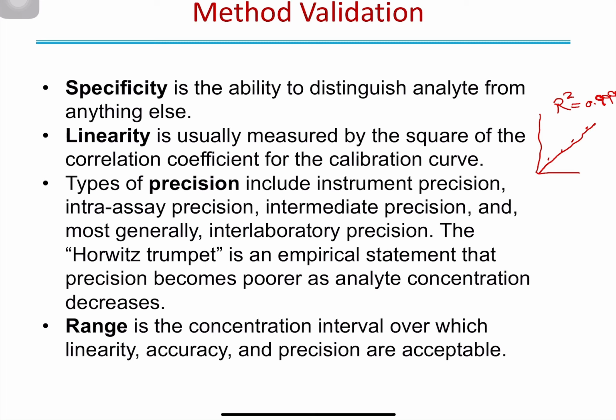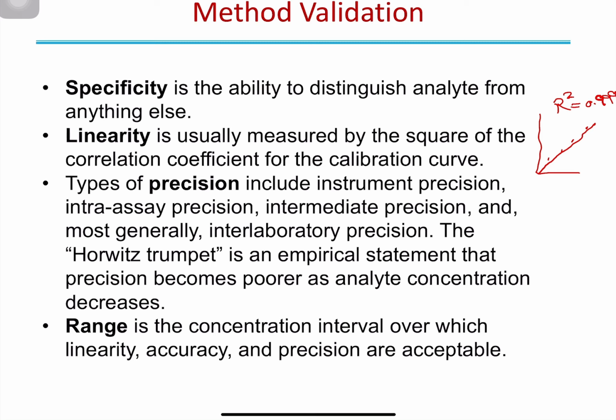Range is the concentration interval over which linearity, accuracy, and precision are acceptable. Not all concentrations of your sample will have good linearity, good accuracy, and good precision, but there is usually a range of concentration for your sample. It's very important that the range of concentration in which the values of linearity, accuracy, and precision are acceptable is the one intended for that particular method.